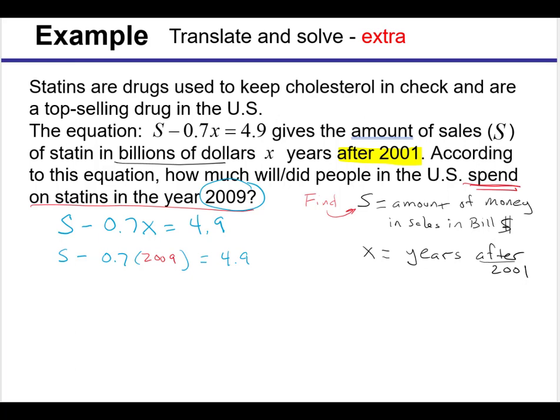Well, I hope you're saying, no, that's not the right year, because I'm saying that X equals the year 2009, and that's not the meaning of X. X does not mean the year. X means the years after 2001. So we don't have the right X number to plug in yet. So we kind of have to think backwards a little bit. If the year is 2009, we got to think backwards and figure out, so what is X?